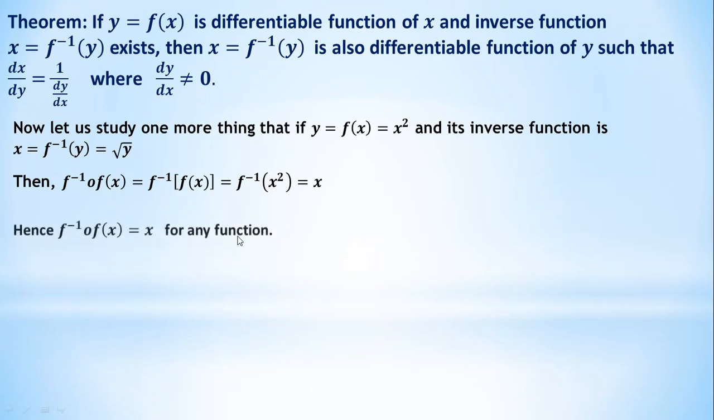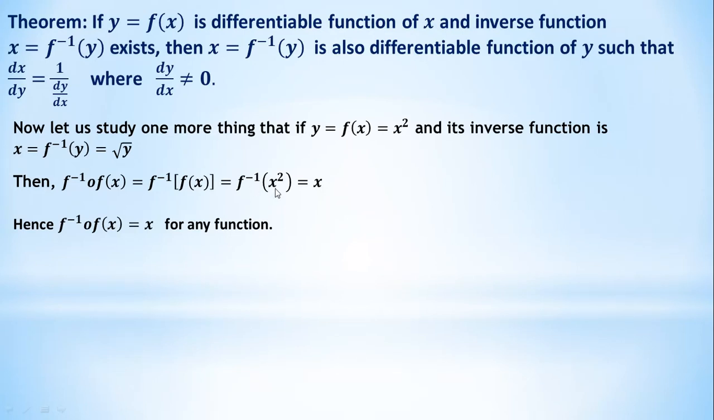x. So what is our conclusion? For any function, f inverse composite f of x is equal to x. See here properly, f inverse composite f of x means f inverse of f of x. Here f of x is x square, just put the value here, that is x square.